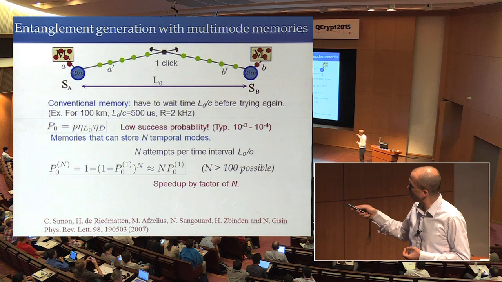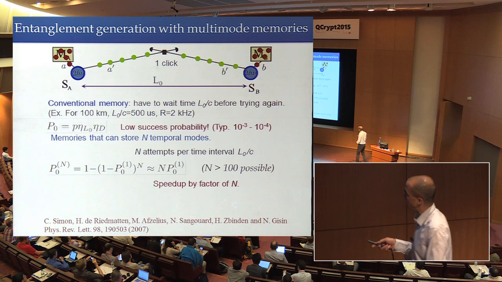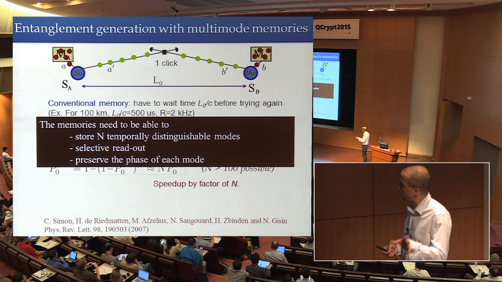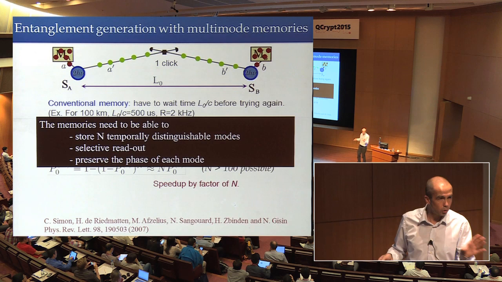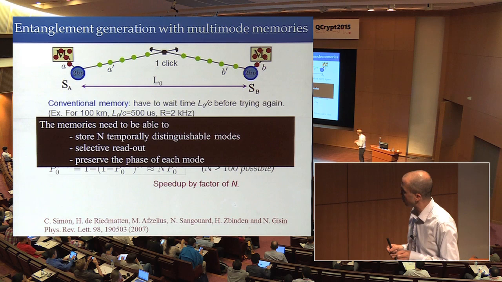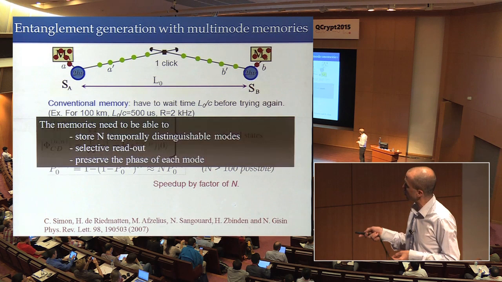And in principle, as we will see, it's possible to store many, many different modes. For this, the memory needs to be able to store n distinguishable modes, temporal here, but it could also be other kinds of modes. You need to be able to read out selectively the stored mode, and it needs, of course, to preserve the phase.